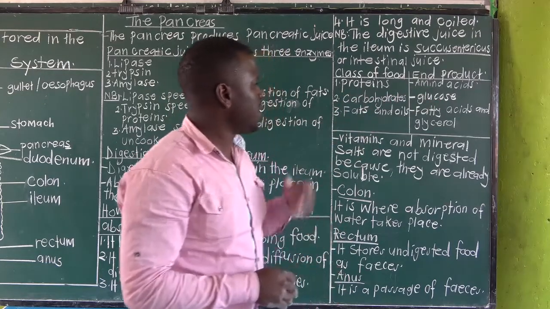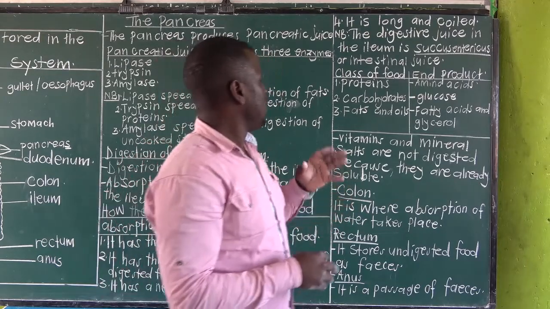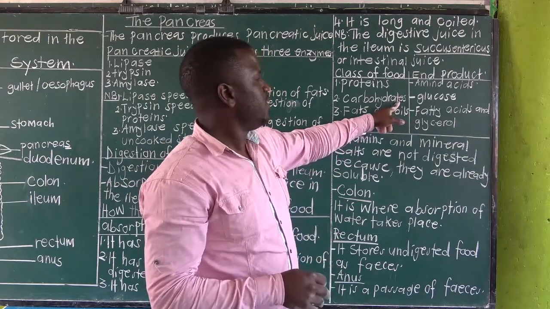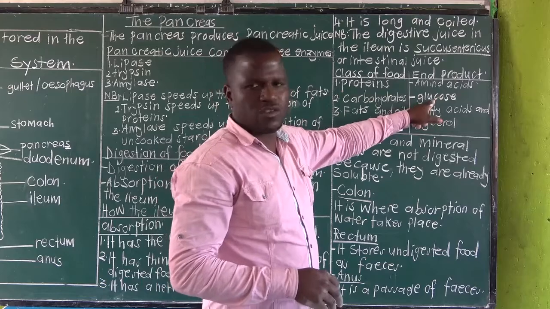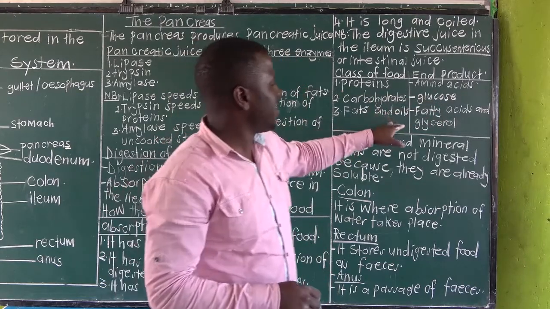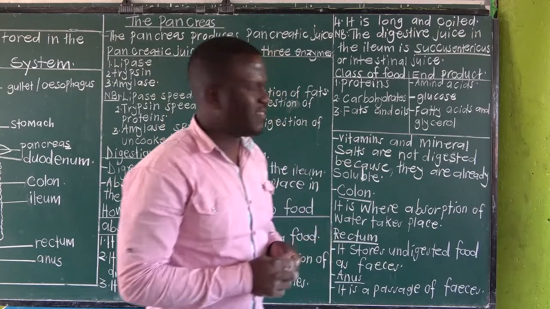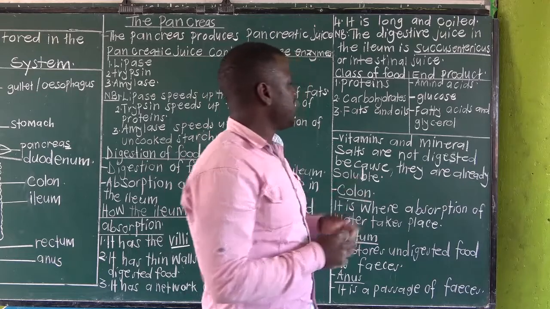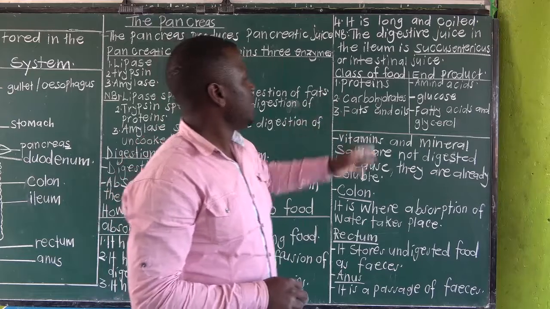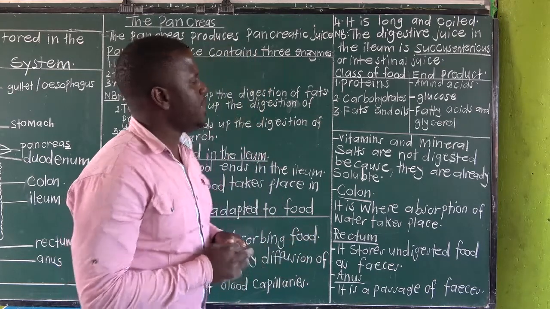Then the end product of carbohydrates: if you eat food rich in carbohydrates, for example maize, posho, rice, millet, sorghum, that food will be digested. The end product is called glucose. Then when fats are digested, their end products are fatty acids and glycerol. So fatty acids are the end product of fats and oils, glucose of carbohydrates, and amino acids of proteins.